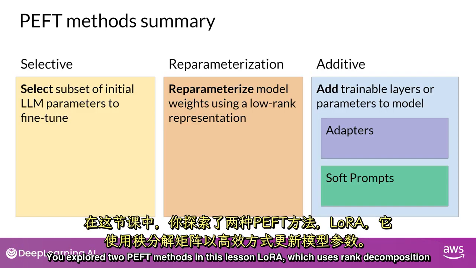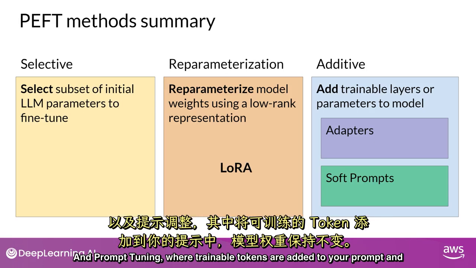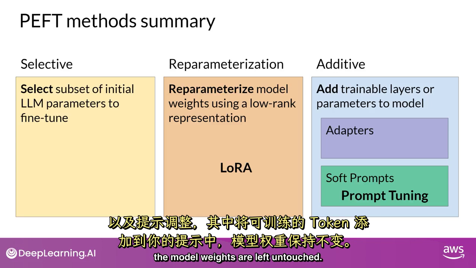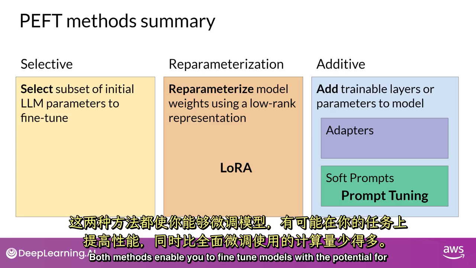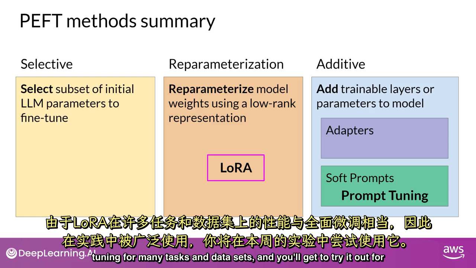You explored two PEFT methods in this lesson: LoRA, which uses rank decomposition matrices to update the model parameters in an efficient way, and prompt tuning, where trainable tokens are added to your prompt, and the model weights are left untouched. Both methods enable you to fine-tune models with the potential for improved performance on your tasks, while using much less compute than full fine-tuning methods. LoRA is broadly used in practice because of the comparable performance to full fine-tuning for many tasks and data sets, and you'll get to try it out for yourself in this week's lab.